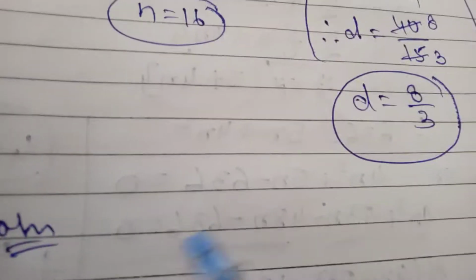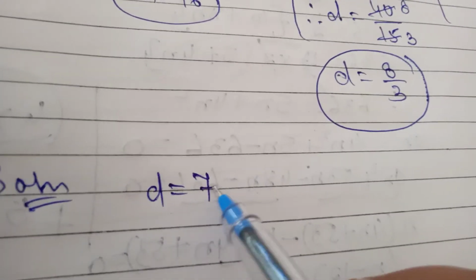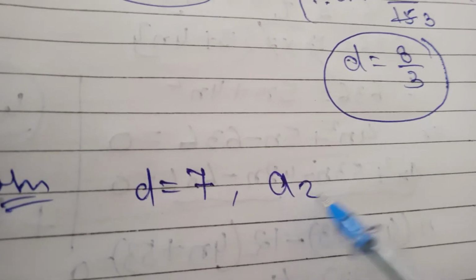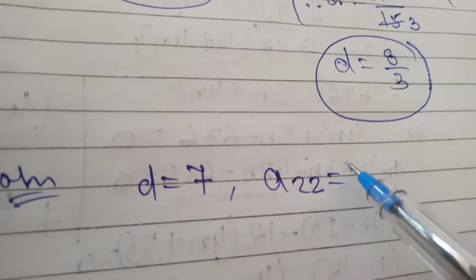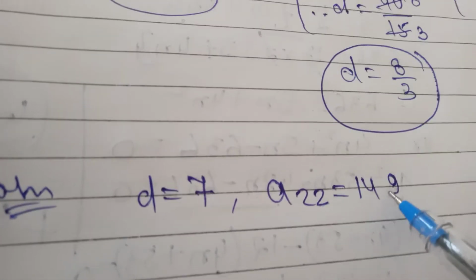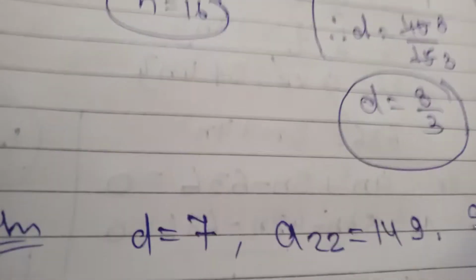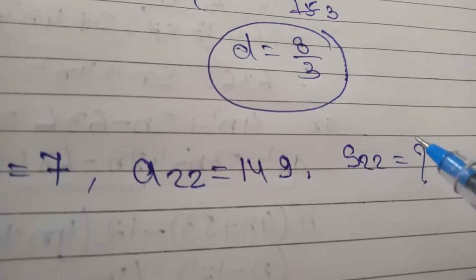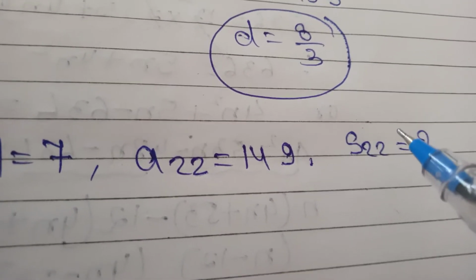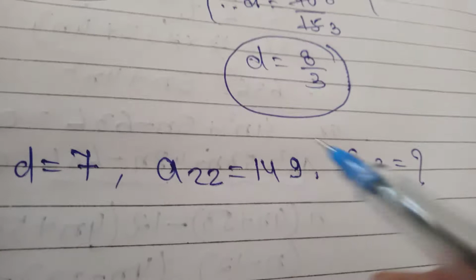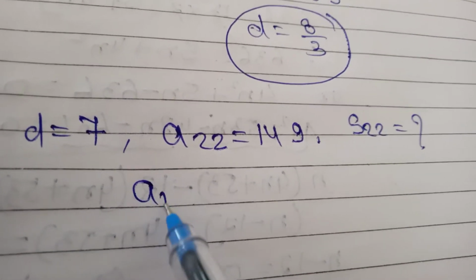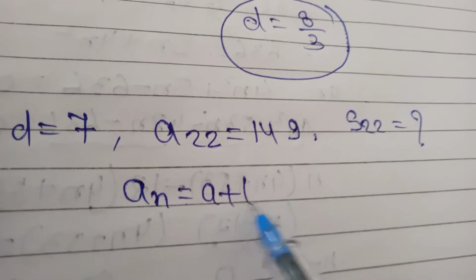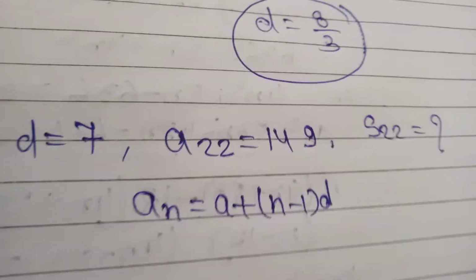So solution, d is equal to 7 given, as well as a22 is given as 149. What do we have to find? We have to find S22. So let's find out the first term. How to find the first term? General term formula: an is equal to a plus (n minus 1) into d.